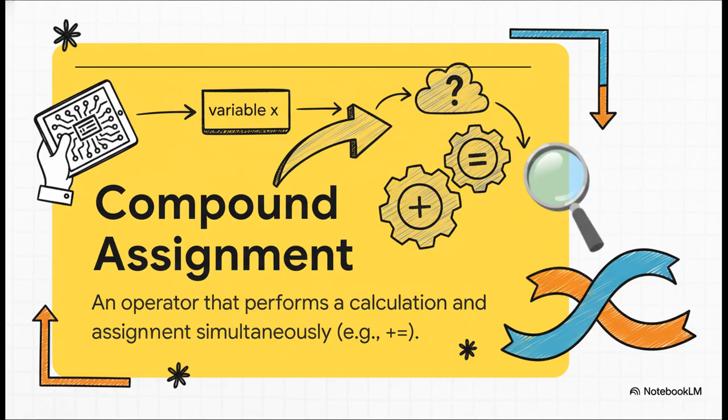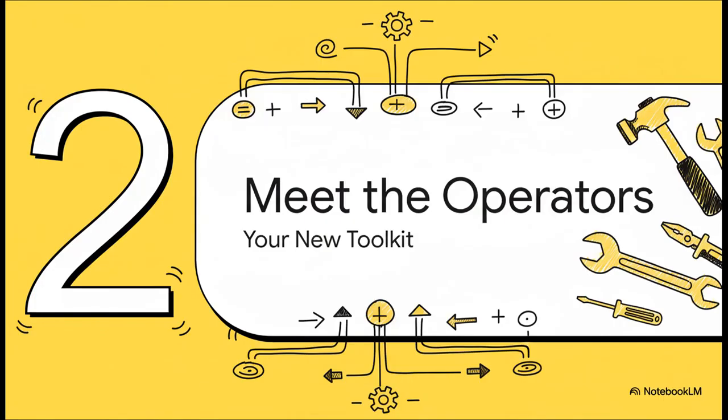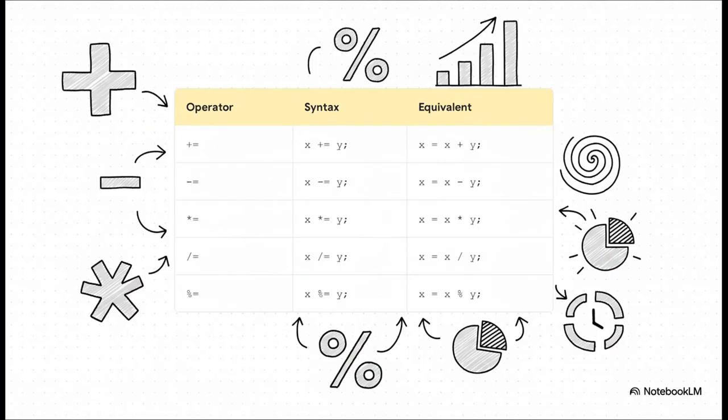And the core idea is really simple. You're basically telling the computer, hey, take this variable, do some math on it using its own current value, and then immediately save that new result right back into the same spot. It's a calculation and an assignment all wrapped up in one tidy package. And it's not just about adding stuff. Oh no. There's a whole family of these operators, and each one is a fantastic new tool to add to your coding toolkit.